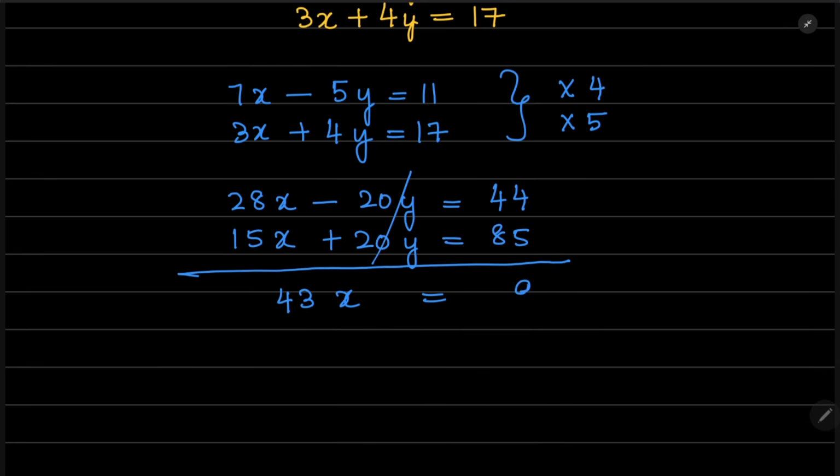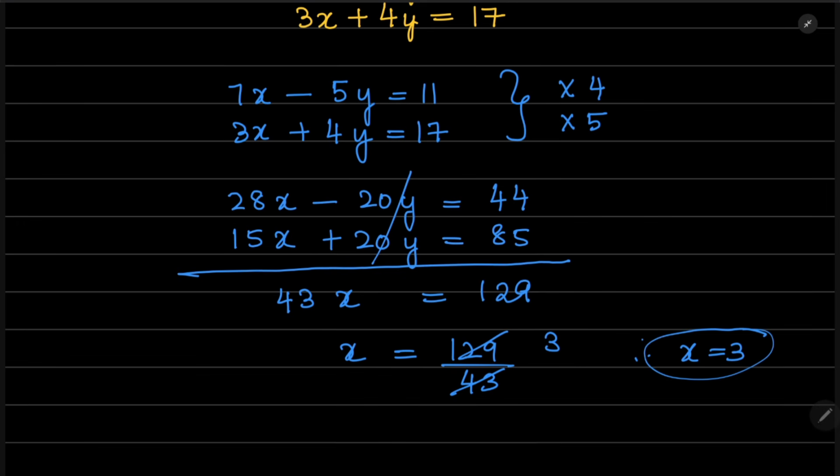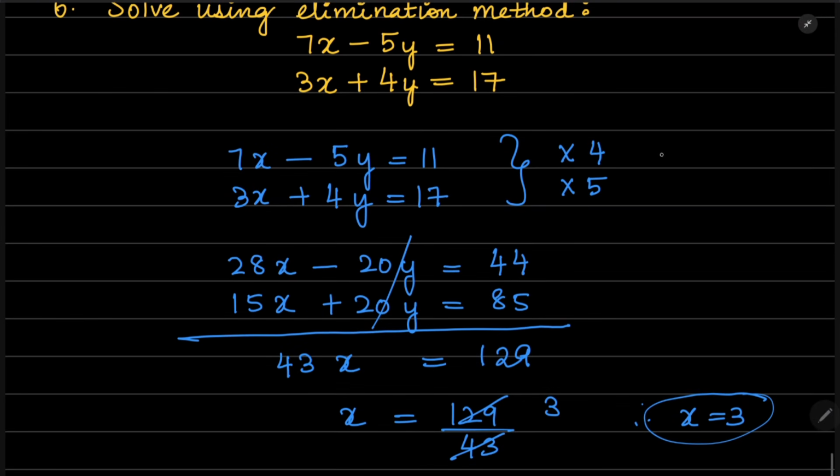43x is equal to 129. So x is equal to 129 divided by 43. It will cancel with 3. Therefore, your x is equal to 3. So this is how we are doing. And then you can put x in any one of the equations above. I will be putting it in equation 1.